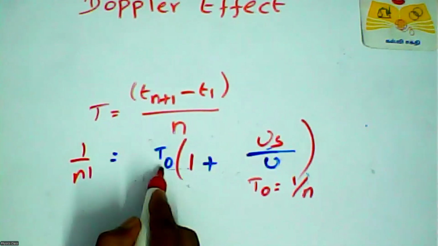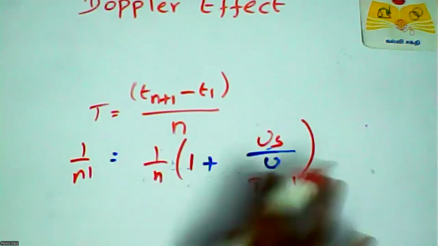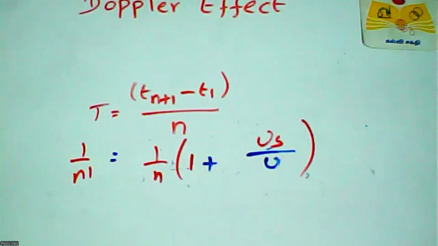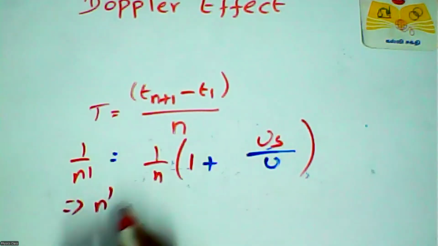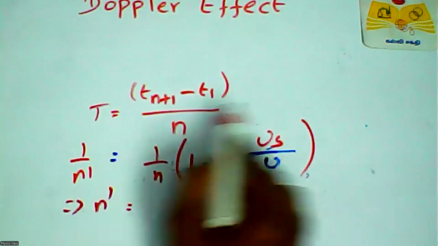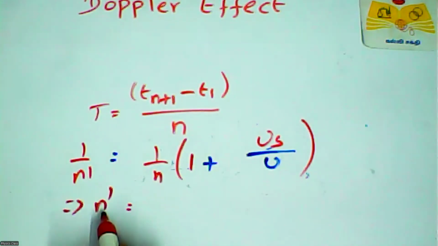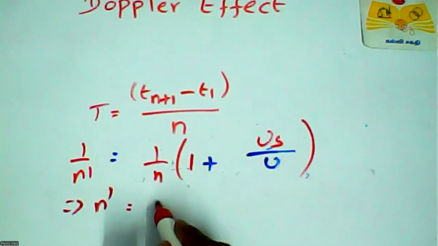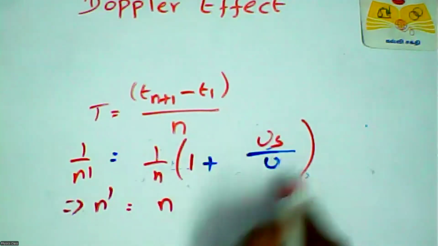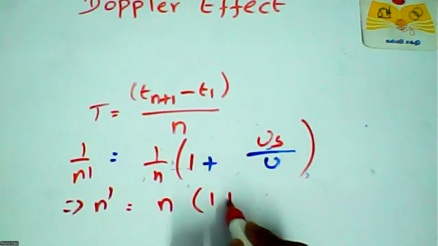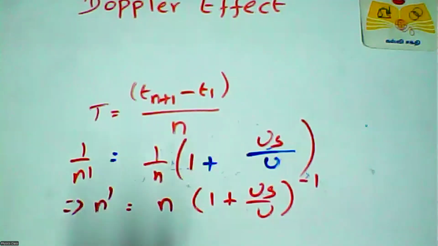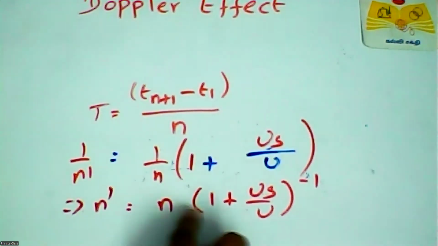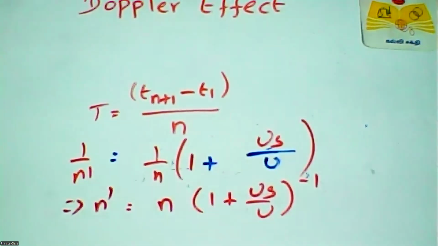Okay. T becomes 1 by N. Suppose if we want N dash, we have to take the reciprocal of this quantity, because 1 by N dash becomes N dash, meaning the reciprocal of this quantity. So 1 by N becomes N. This quantity's reciprocal means 1 plus Vs by V to the power minus 1. Power minus 1 means the reciprocal of that quantity. So N dash equals N into 1 plus Vs by V, whole power minus 1.